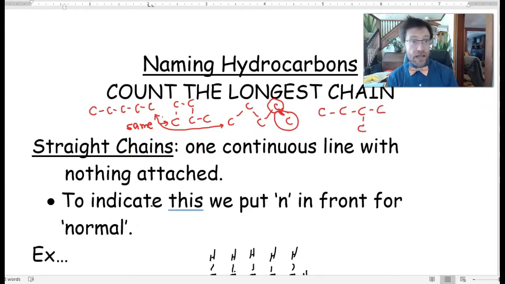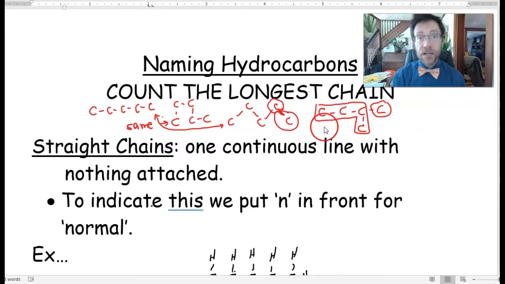And now by doing that, let's count our consecutive or longest chain. 1, 2, 3, 4. Well, okay, let's go back the other way. 1, 2, 3, 4. 1, 2. See how it's a shorter chain, right? But it has a branch. And we are going to learn how to name something like this. Got it? Excellent. Let's move on.